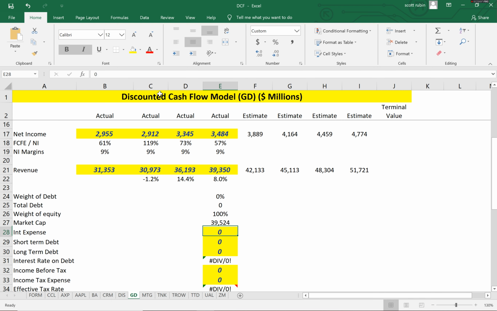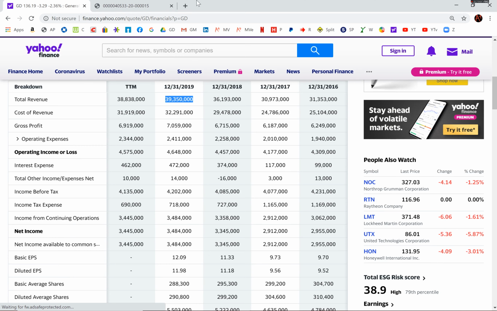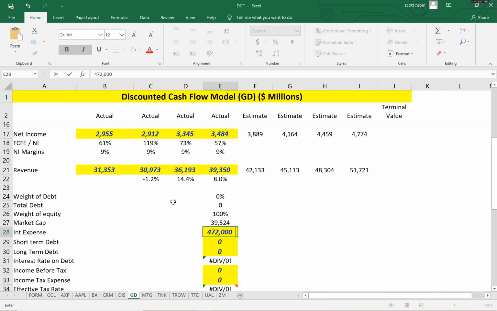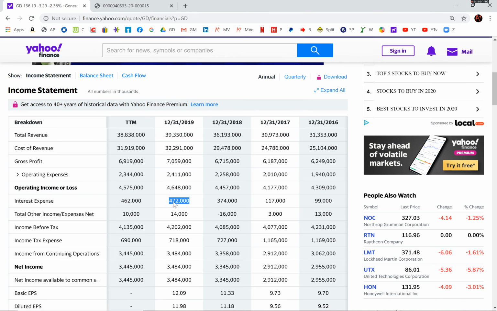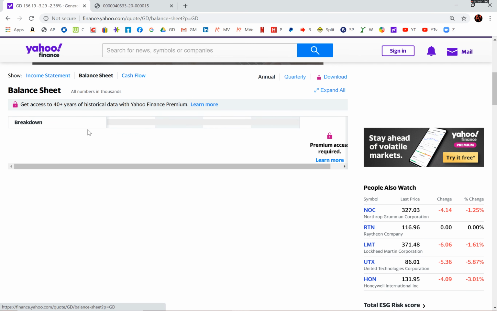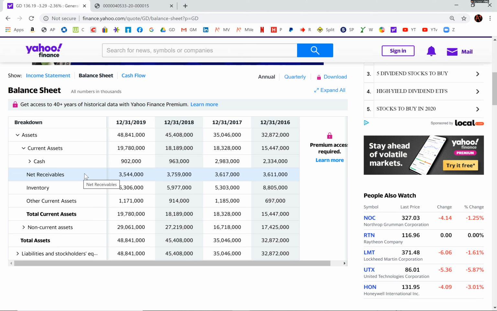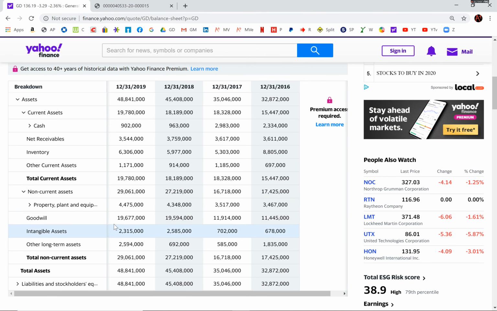We need to figure out how much debt and equity the company has. Let's start with the debt. Interest expense is on the income statement. That's the interest the company paid on its debt, on the bonds. Now let's see how much debt this company has. It's not listed in Yahoo.